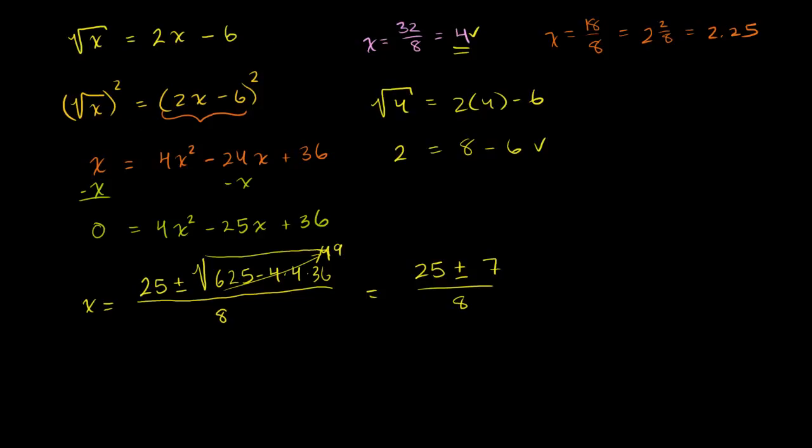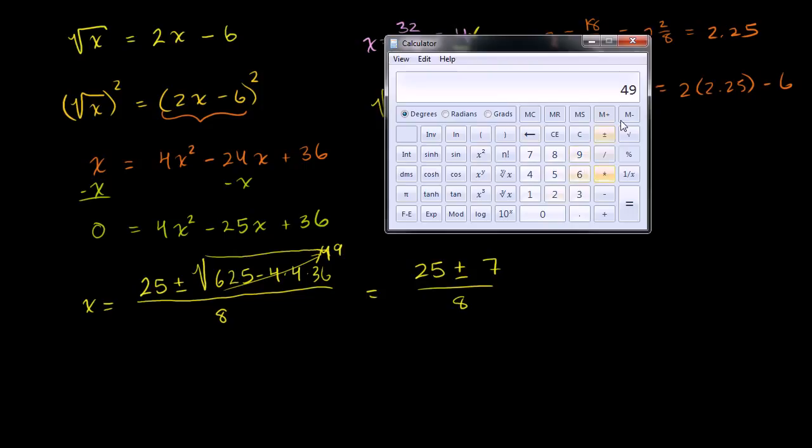Now, let's try to do the same with 2.25. According to this, we should be able to take the principal root of 2.25. Let me make my radical a little bit bigger. The principal root of 2.25 should be equal to 2 times 2.25 minus 6. Now, you may or may not be able to do this in your head. You might know that the square root of 225 is 15. And then from that, you might be able to figure out that the square root of 2.25 is 1.5. But let me just use a calculator to verify that for you.